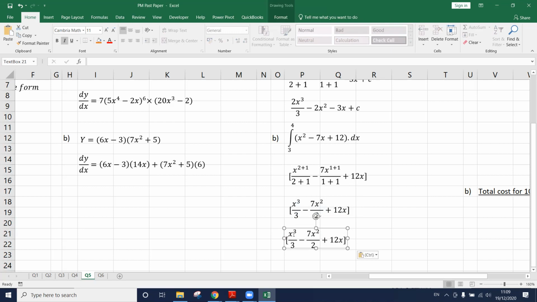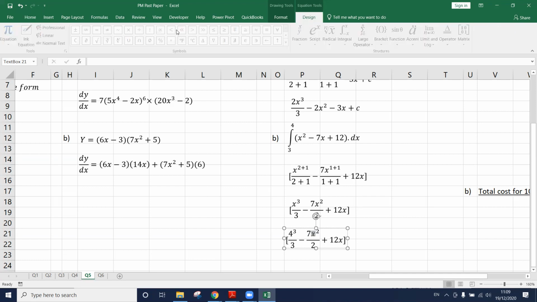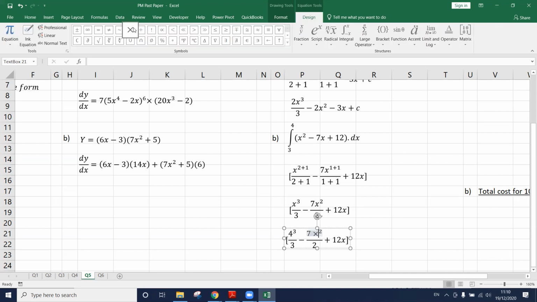Right, first we need to substitute the upper value instead of x. x වෙනුවට අපිට දීපු upper value එක substitute කරනවා, right? The upper value in this sum is 4. Instead of x we are going to substitute 4 into 4.